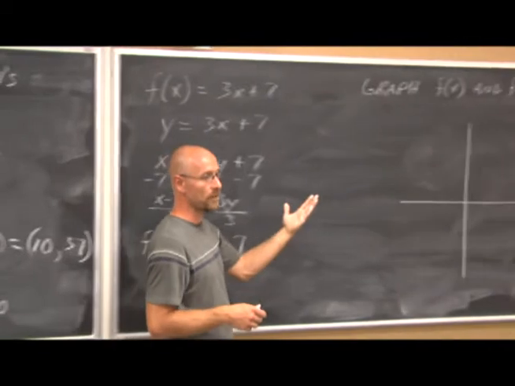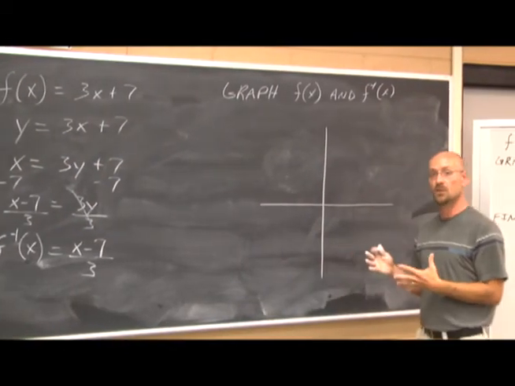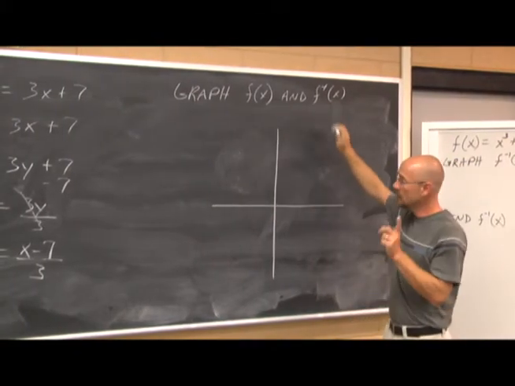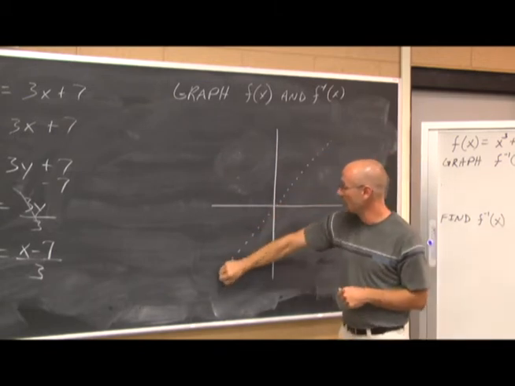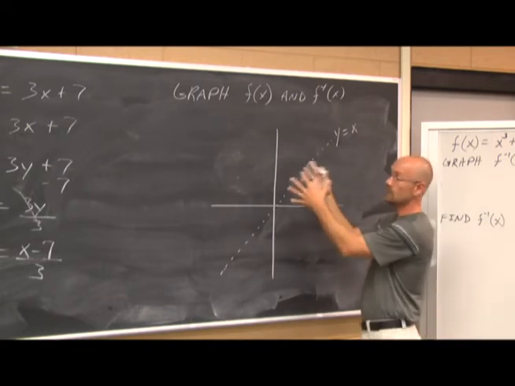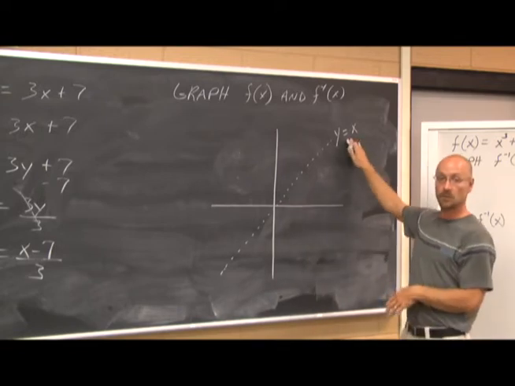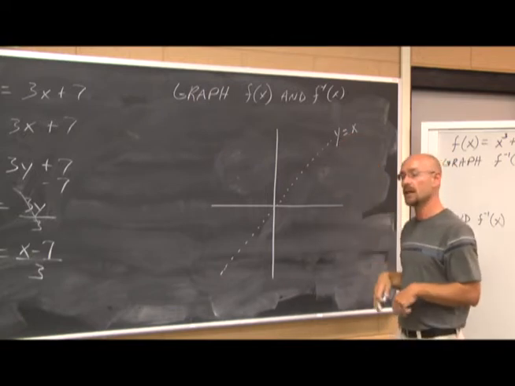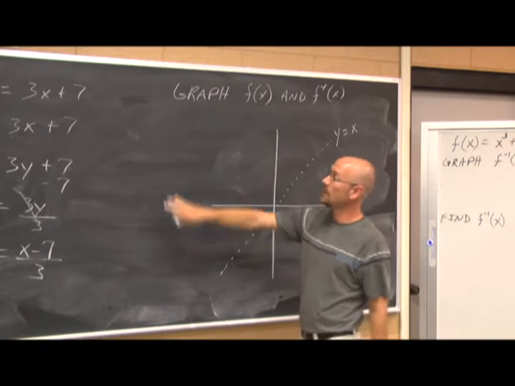Now, let's graph these and see if we can see that reflection through y equals x. If I know I'm going to graph a function and its inverse, the first thing I'm going to do is write in the line y equals x, because I know that every function and its inverse are a reflection through our identity function, y equals x. If x is 1, y is 1. That's why it's called the identity. One identifies the other. All right, so let's graph f of x.